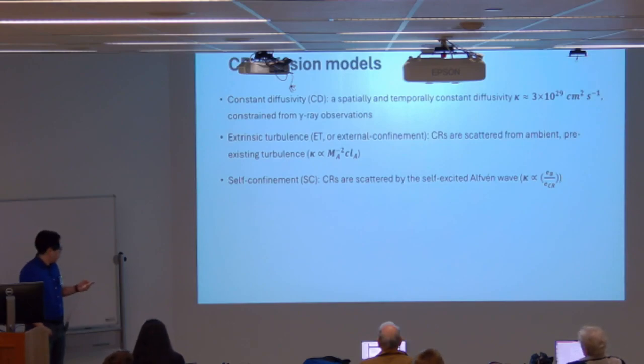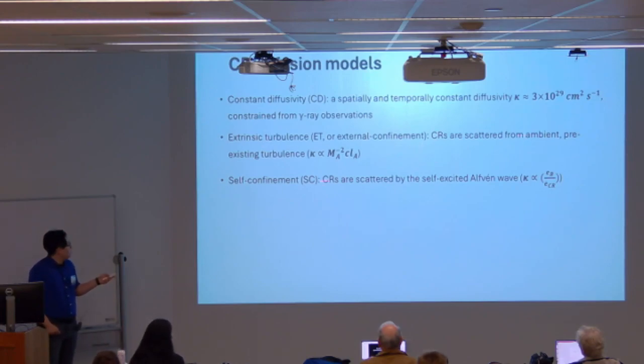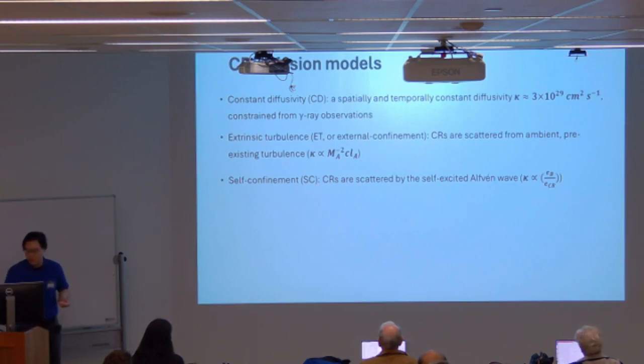We also have 2 other physically motivated models that have a diffusivity varying over space and time. For the first model, extrinsic turbulence, we assume the cosmic rays are scattered by the ambient pre-existing turbulence. And for the second model, self-confinement, we assume they are scattered by themselves, by the self-excited Alfvén waves. The important relation here is that the diffusivity kappa is inversely proportional to the cosmic ray energy density. This is what we mean by confining by themselves.